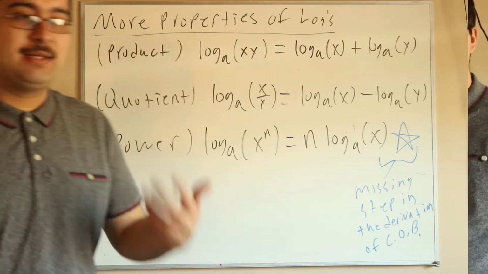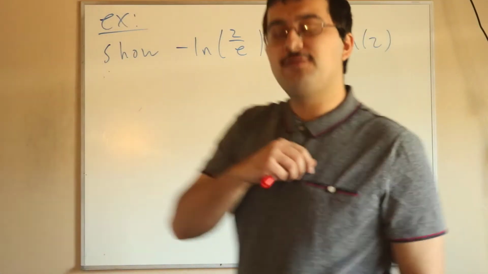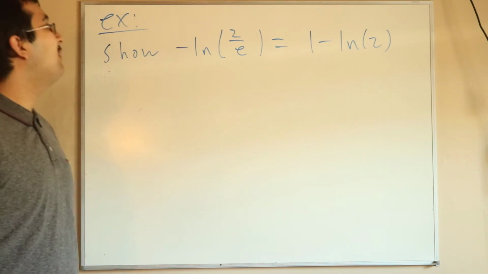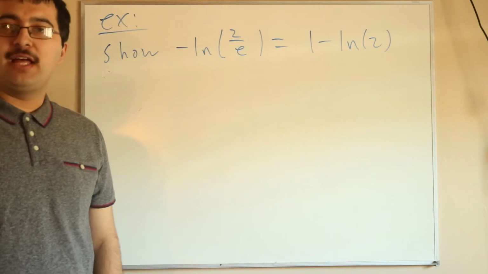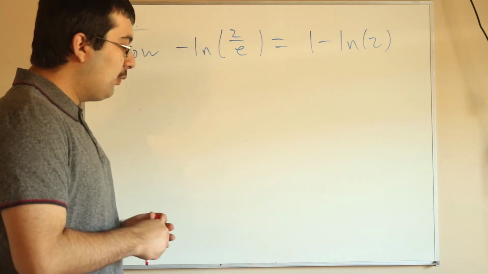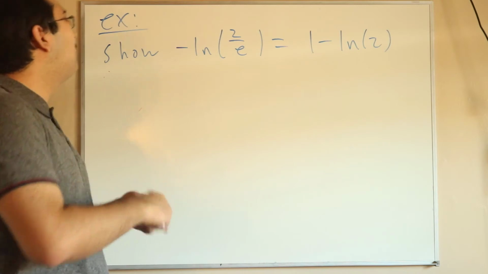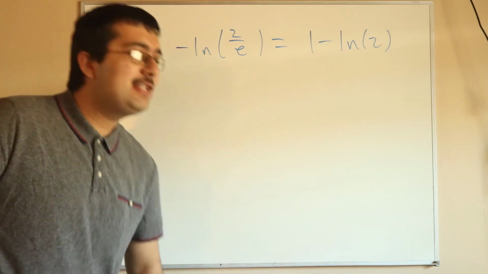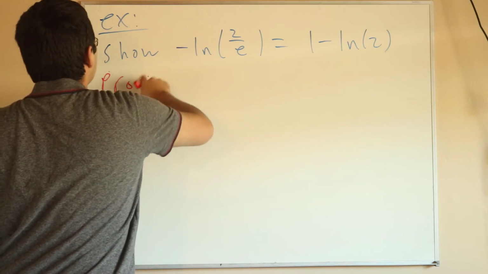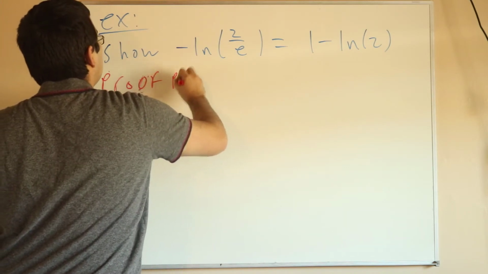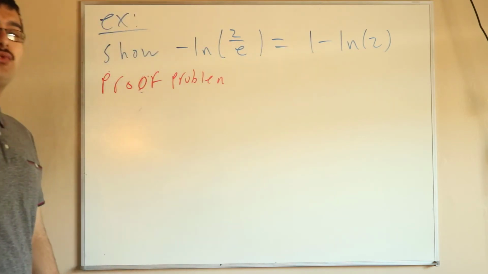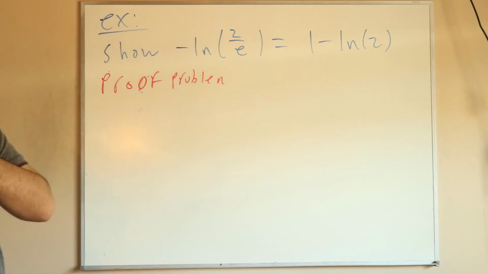Alright, let's get right on into that. Okay, so let's consider the following example. Show that minus ln of 2 divided by e equals 1 minus ln of 2. We actually haven't done a problem like this before too much in this class, in that this is a proof problem. We are going to prove that this equality is true, that this side actually equals the other side.